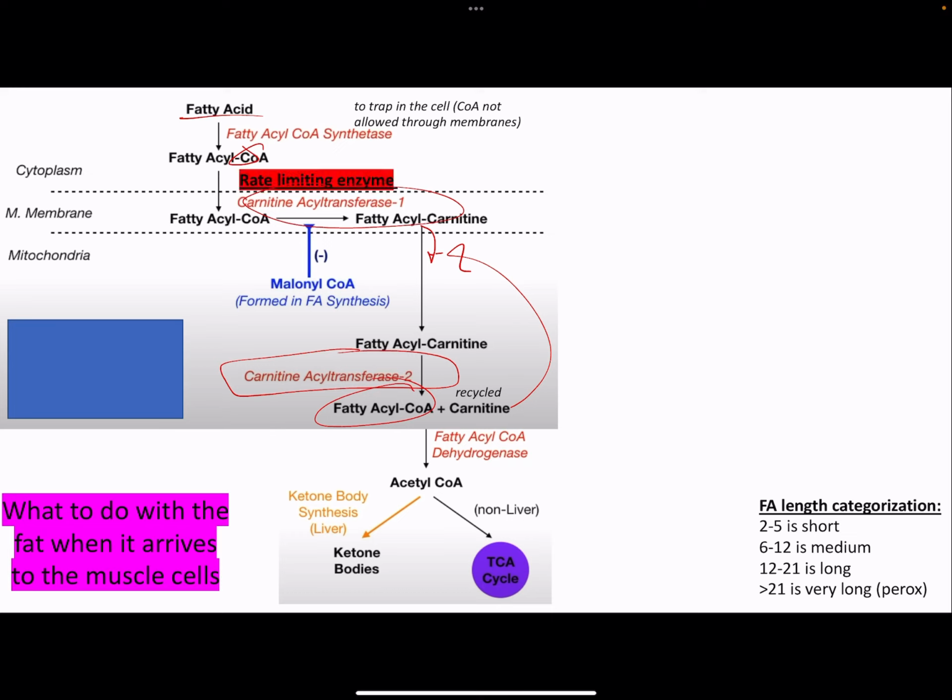And as such, it's highly regulated. So what the heck is malonyl-CoA? Well, we'll come to this. This is when you're doing fatty acid synthesis, which is the exact opposite thing, right? Fatty acid breakdown is I'm hungry and I need energy.